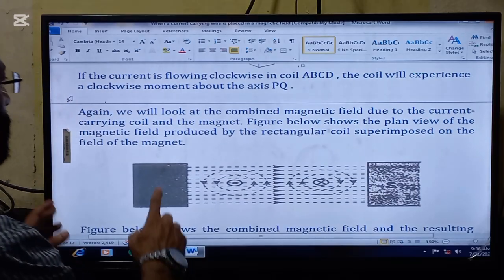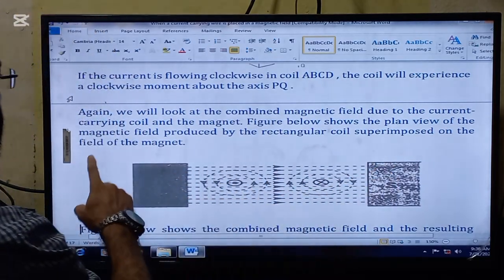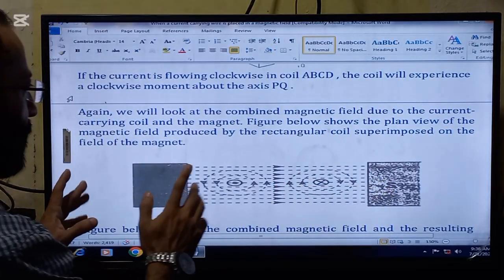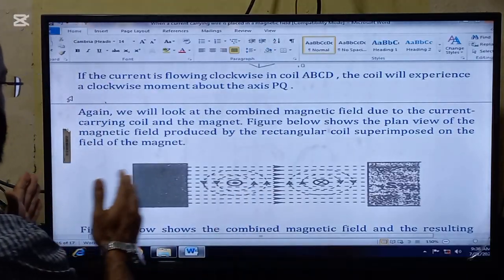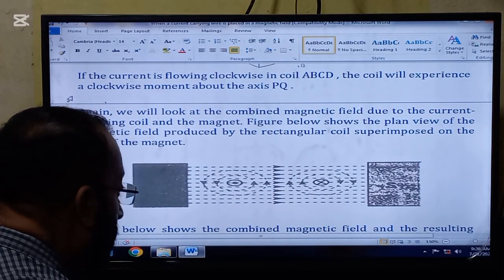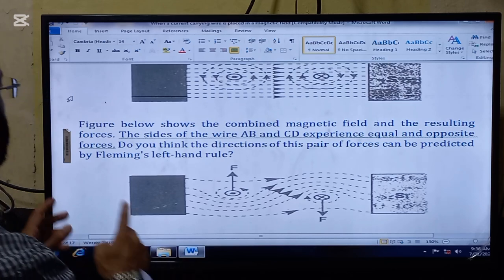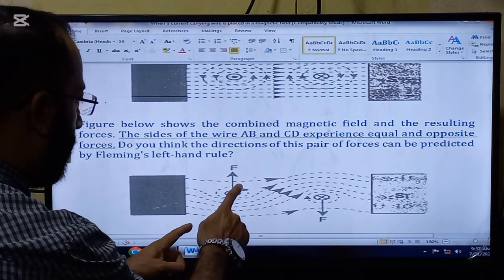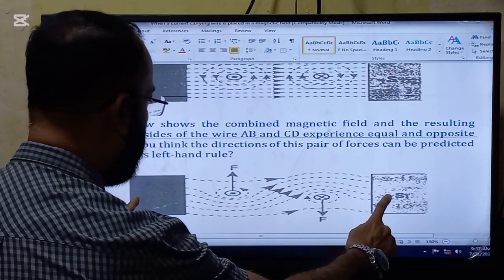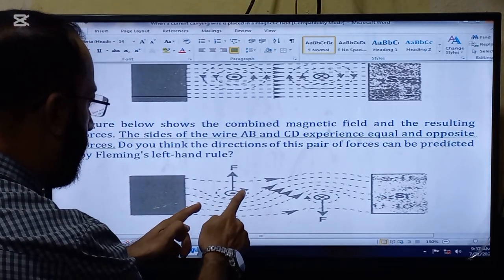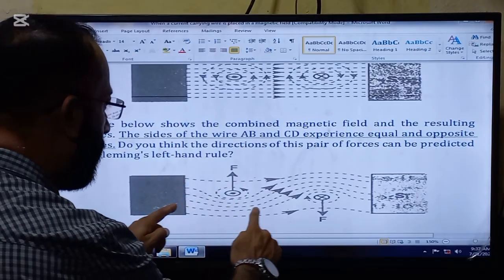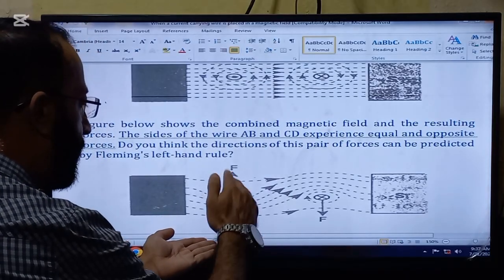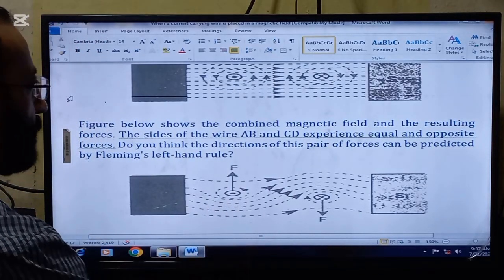Again, we will look at the combined magnetic field due to the current carrying coil and the magnet. The figure below shows the plan view of the magnetic field produced by the rectangular coil superimposed on the field of the magnet, and the resulting forces. So here you can see this is the field that is created due to the current, and this is the field that is created due to the poles of the magnet. The field due to the current squashes the field created by the poles of the magnet, and that will create a catapult force on the wire.